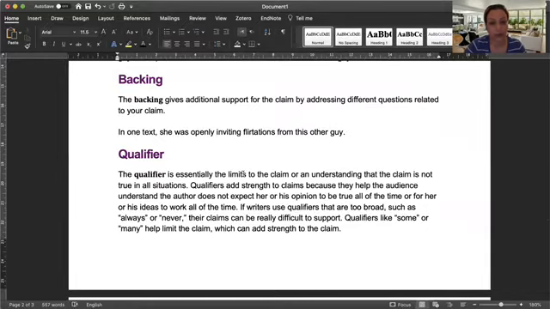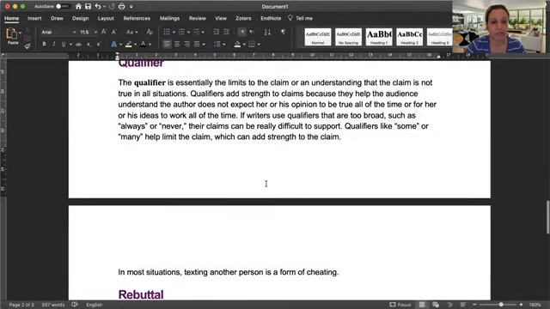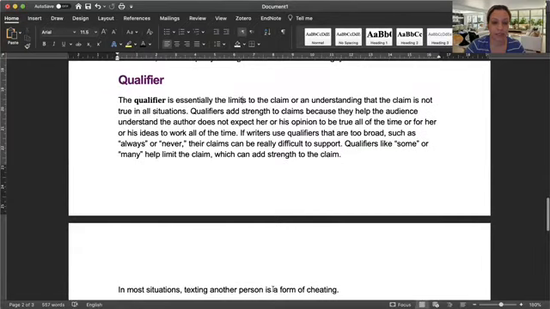These qualifiers add strength to the claims because they help the audience understand the author does not expect her or his opinion to be true all the time, or for her or his ideas to work all the time. If writers use qualifiers that are too broad, such as always or never, their claims can be really difficult to support. Qualifiers such as some, many help limit the claim. For example, in most situations, texting another person is a form of cheating would be considered a good qualifier in this situation.